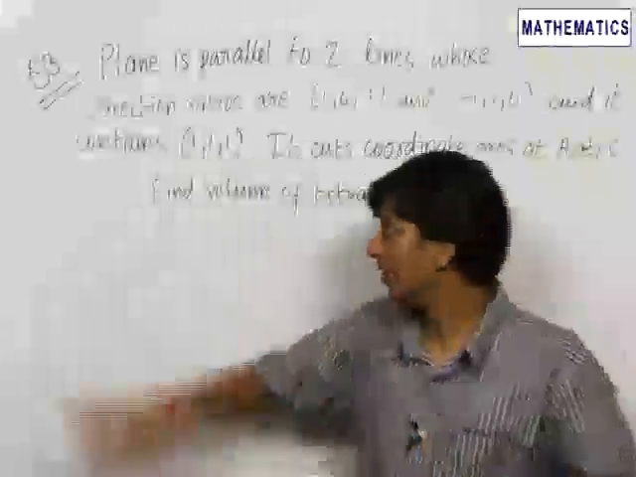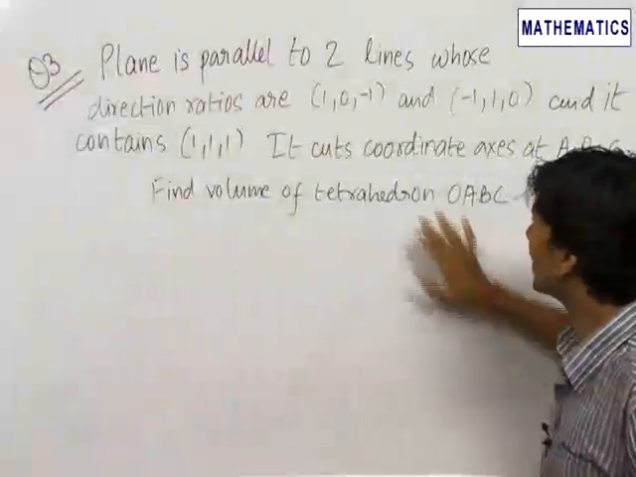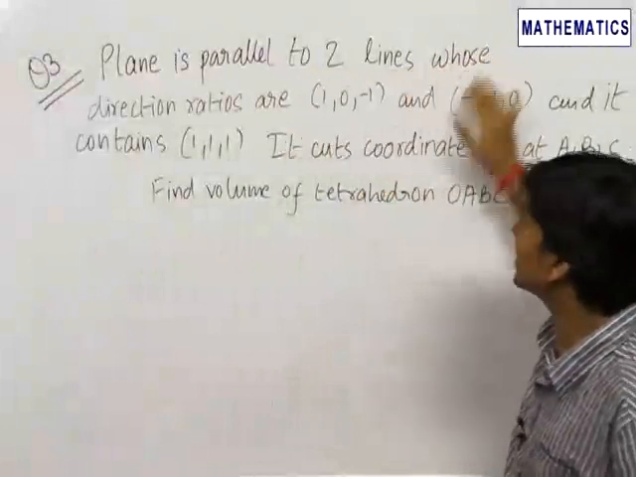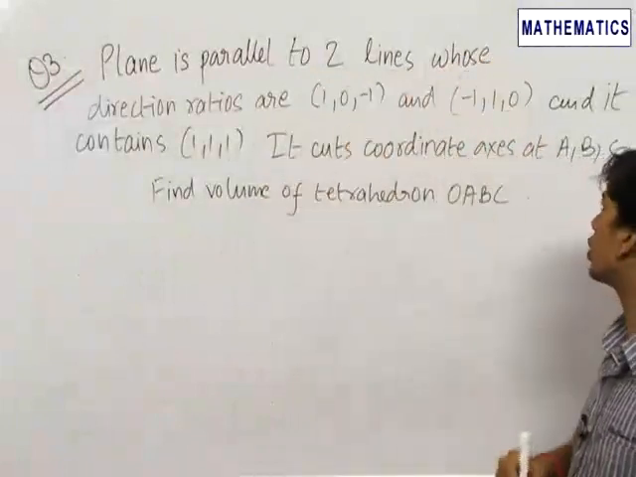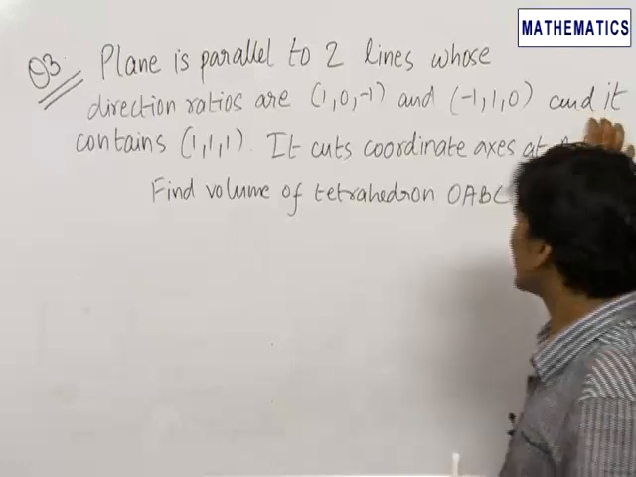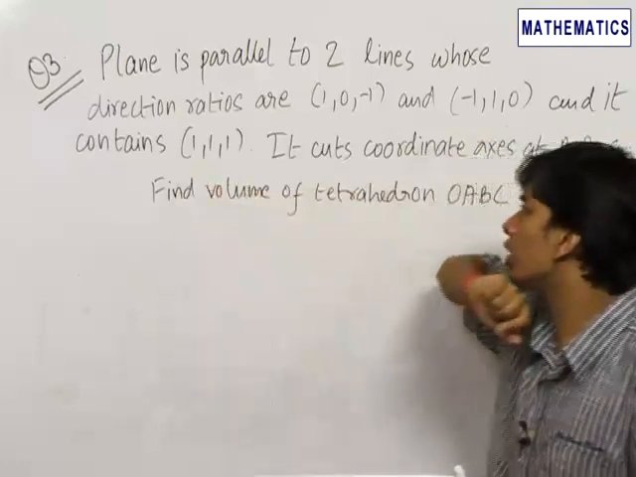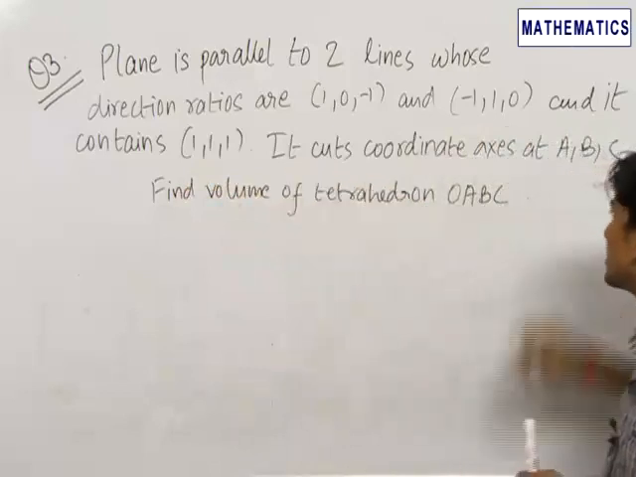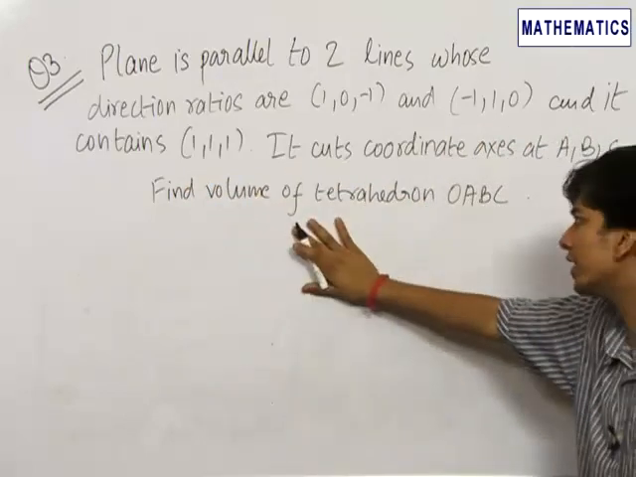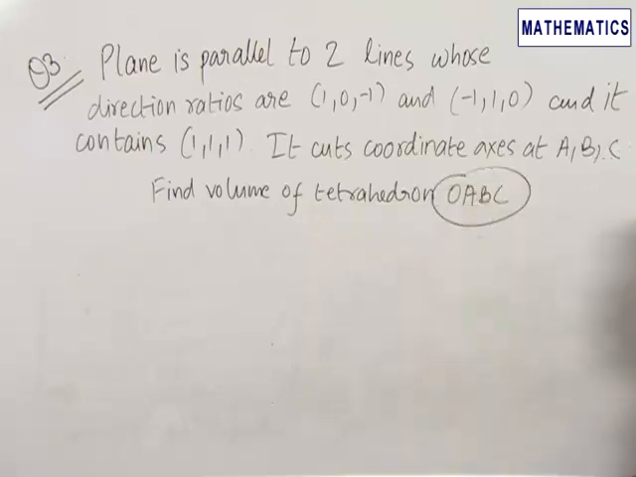The third question that we have been given is that a plane is parallel to two lines whose direction ratios are 1, 0, -1 and -1, 1, 0. It is also given that the plane contains the point (1, 1, 1) and that this plane cuts the coordinate axes at the points A, B, C. We need to find the volume of the tetrahedron OABC which is formed.